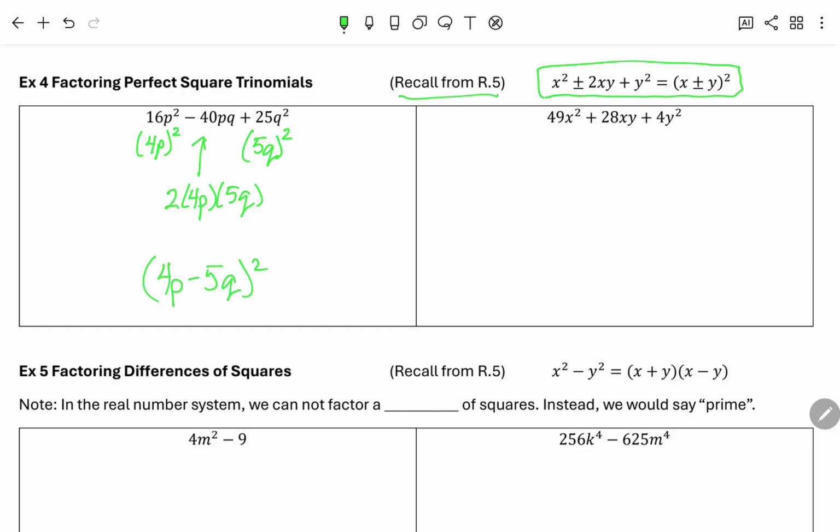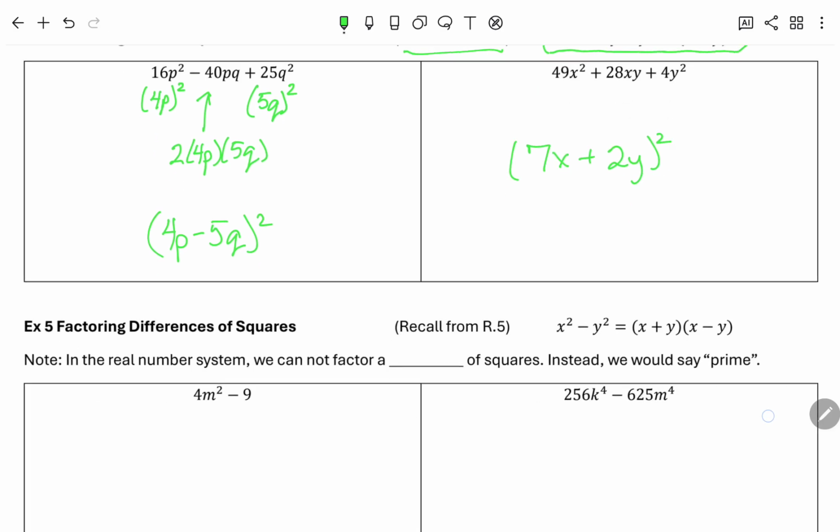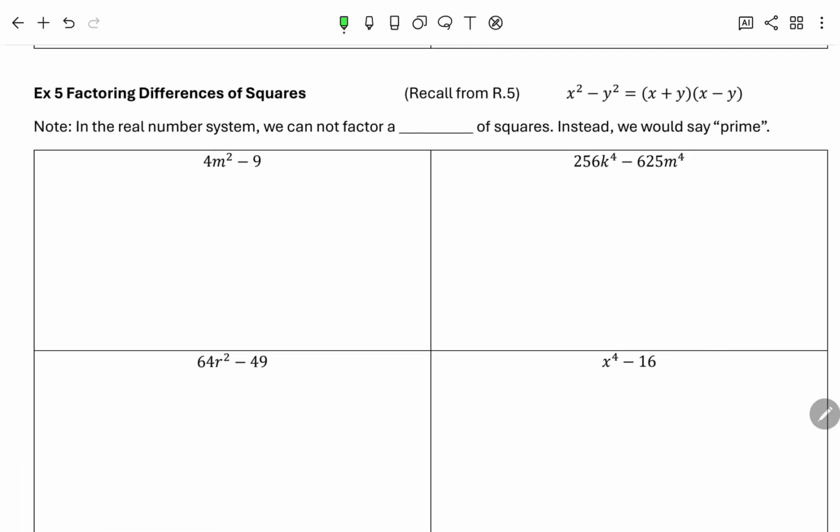Next one is for you to do. So pause and try. All right, should have gotten 7x plus 2y quantity squared. Another thing we're calling back is the difference of squares. I put that here for us to remember. This is again where we have perfect squares that are being subtracted. It will give us x plus y, x minus y. So here I know that this is a perfect square and this is a perfect square that's being subtracted. So it's going to break down into 2m plus 3 and 2m minus 3.